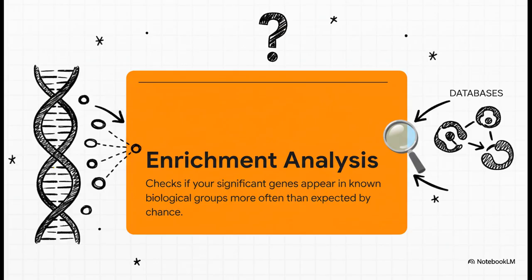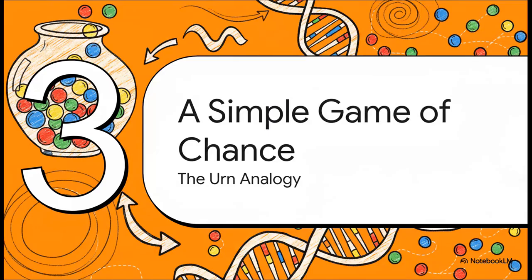So what is it exactly? Well, to put it simply, enrichment analysis takes your list of interesting genes and compares it against these huge databases of known biological functions. It's basically asking one simple question. Is my list of genes popping up in any specific pathway way more often than you'd expect just by random chance?